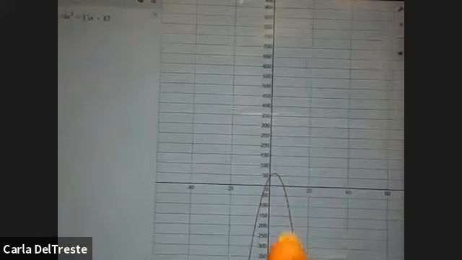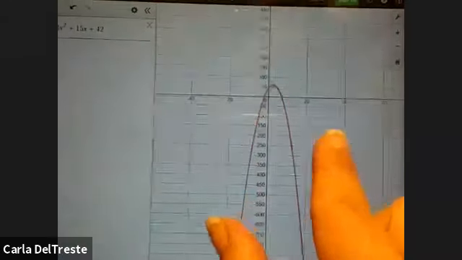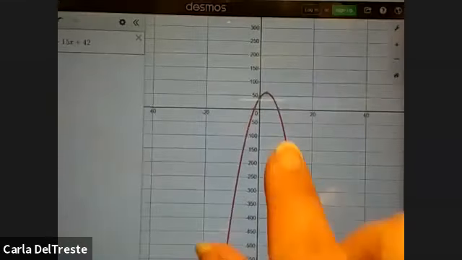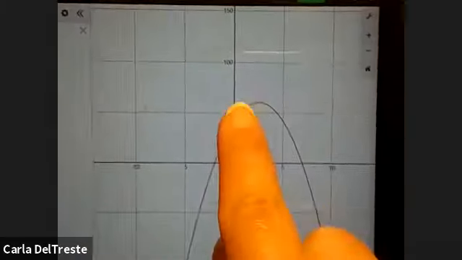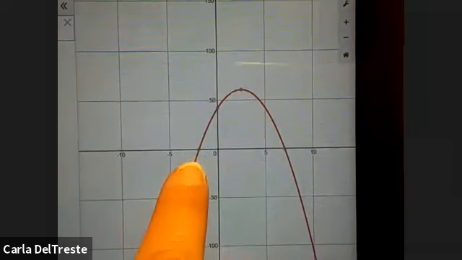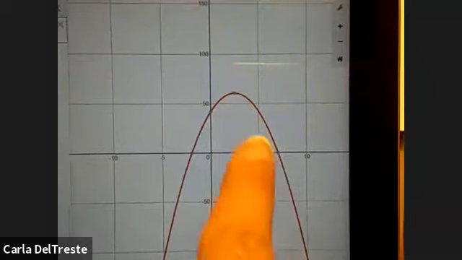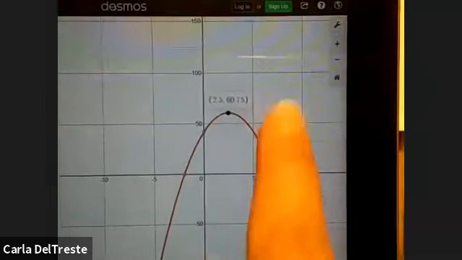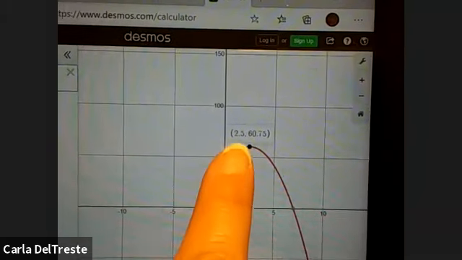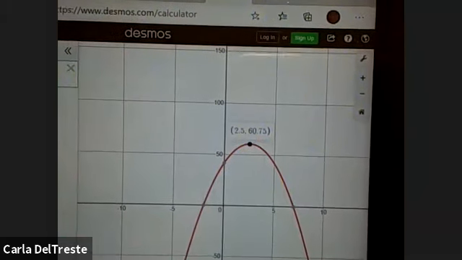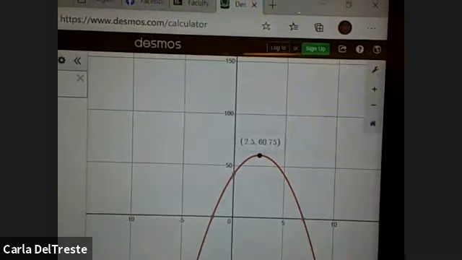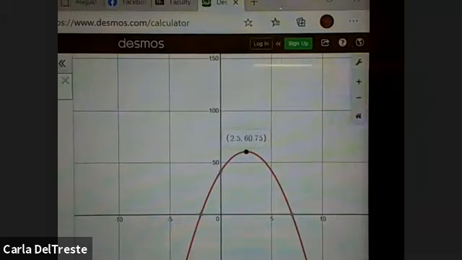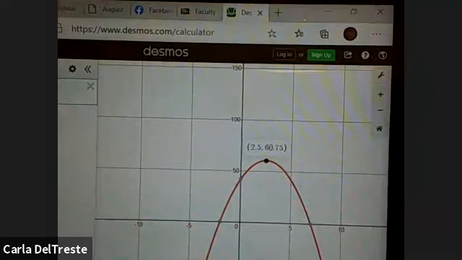There we go. Remember that because this is a little bit more interactive, I can find my parabola. And now watch this. If I touch it, these key features automatically show up. Do you see little gray dots? If I actually touch one, that value is going to come up. So I got 2.5, comma 60.75, exactly what we said. So I can easily find the vertex for my parabola.